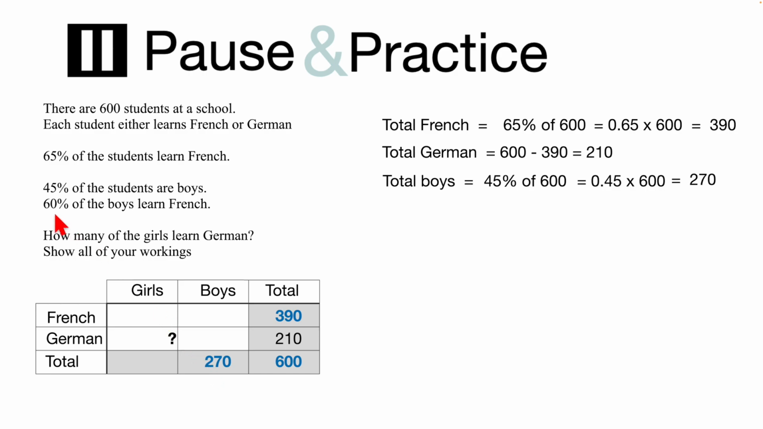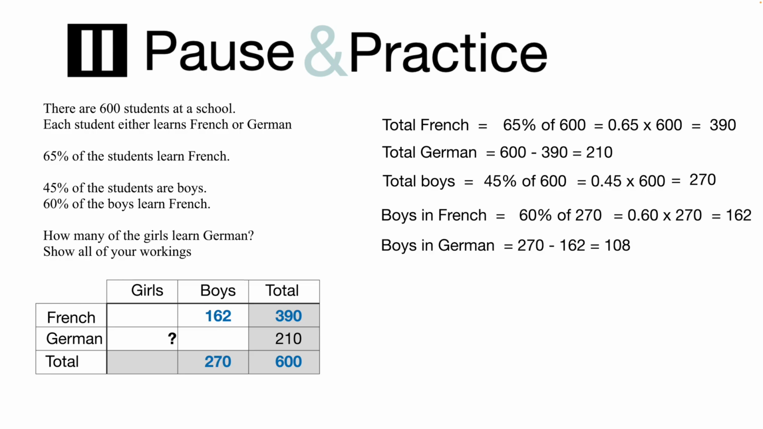This is a bit tricky. 60% of the boys learn French. Well, this is how many boys there are. And we want 60% of that. So boys in French, 60% of 270, 0.6 times 270, 162. Right, so that's how many boys do French. How many boys do German is 270 minus 162, which is 108.